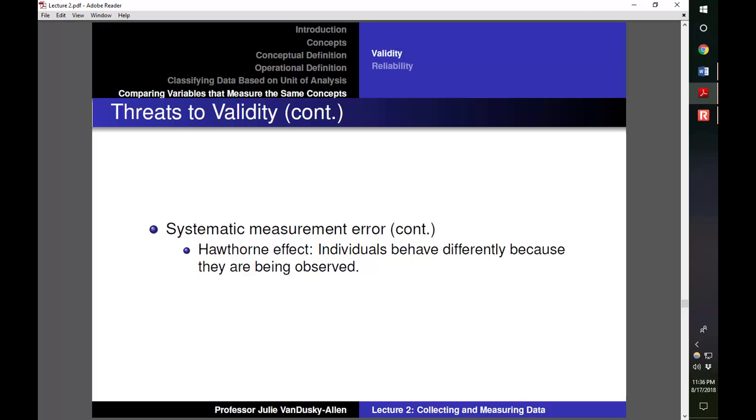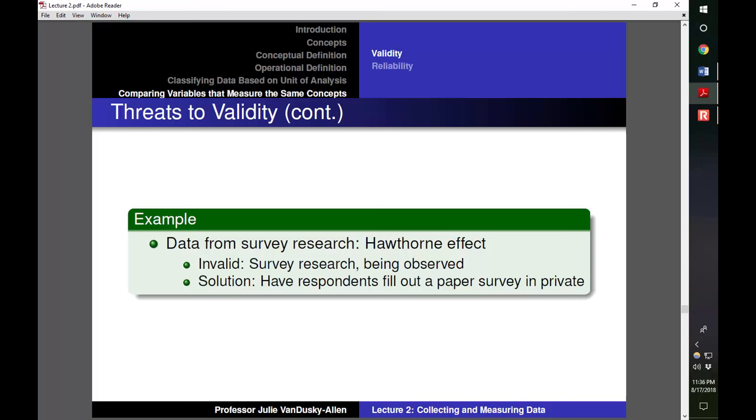The Hawthorne effect also leads to systematic measurement error. The Hawthorne effect occurs when you're collecting data from individuals and those individuals behave differently because they are being observed. So, for example, we know that when survey researchers ask respondents questions about race-related issues, the race of the survey researcher and the respondent matter.